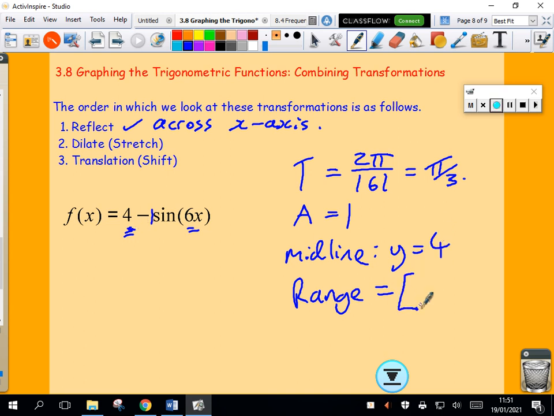And then the range of the parent function is -1 to 1. This will be the same because that's a 1, not anything bigger. Okay, whatever the value of the amplitude is, that's what goes in here, negative that to that. But also then we have to add in the vertical translation by a scale factor of 4. So -1 plus 4, that's 3. 1 plus 4 is 5. Range 3 to 5. Okay, and again, let's look at that in action.